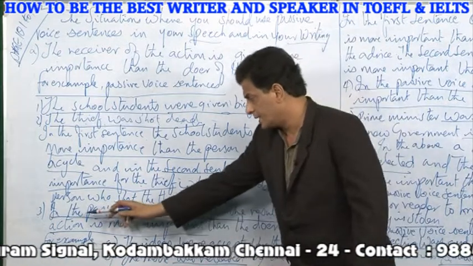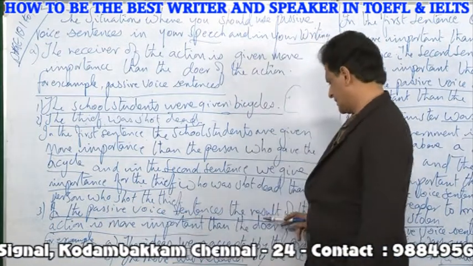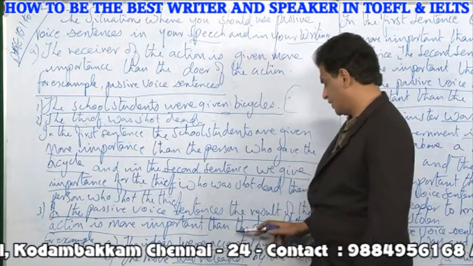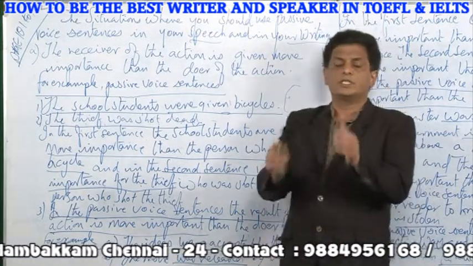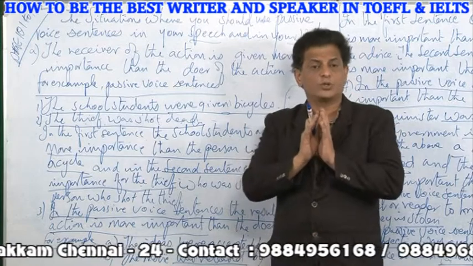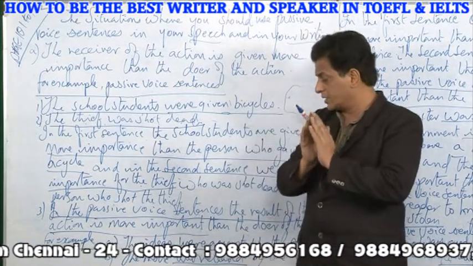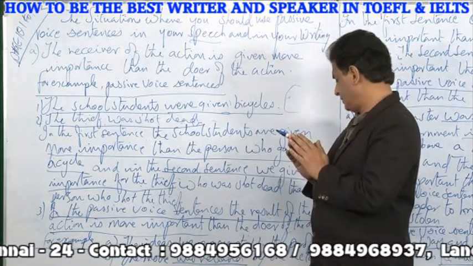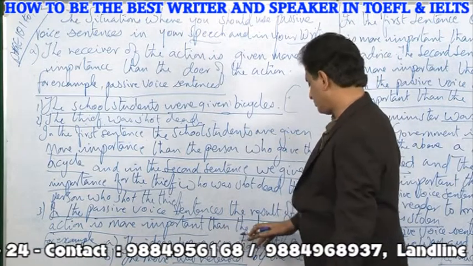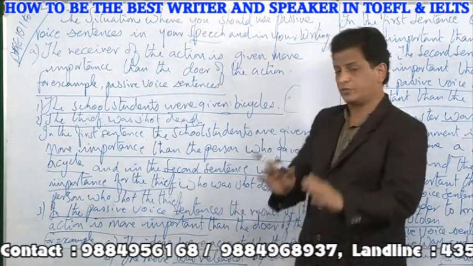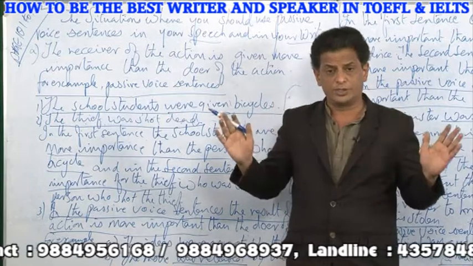Third place, in the passive voice sentences, the result of the action is more important than the doer of the action. We just need the result. We don't want to know the action, who has done the action. We want to know more about the results. We want only the results. We don't want to know about the person.